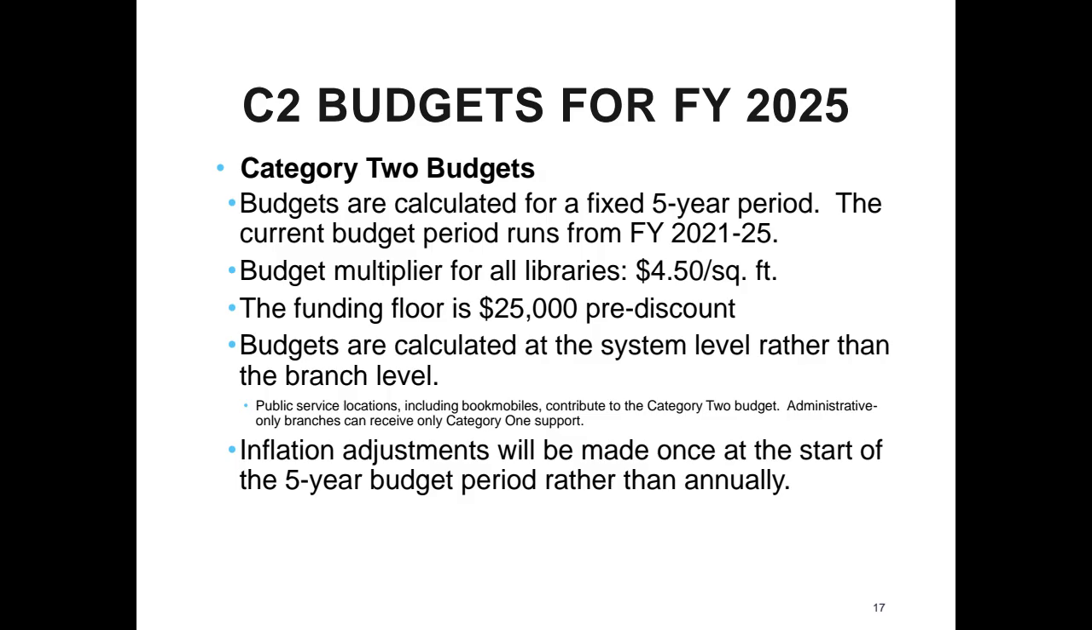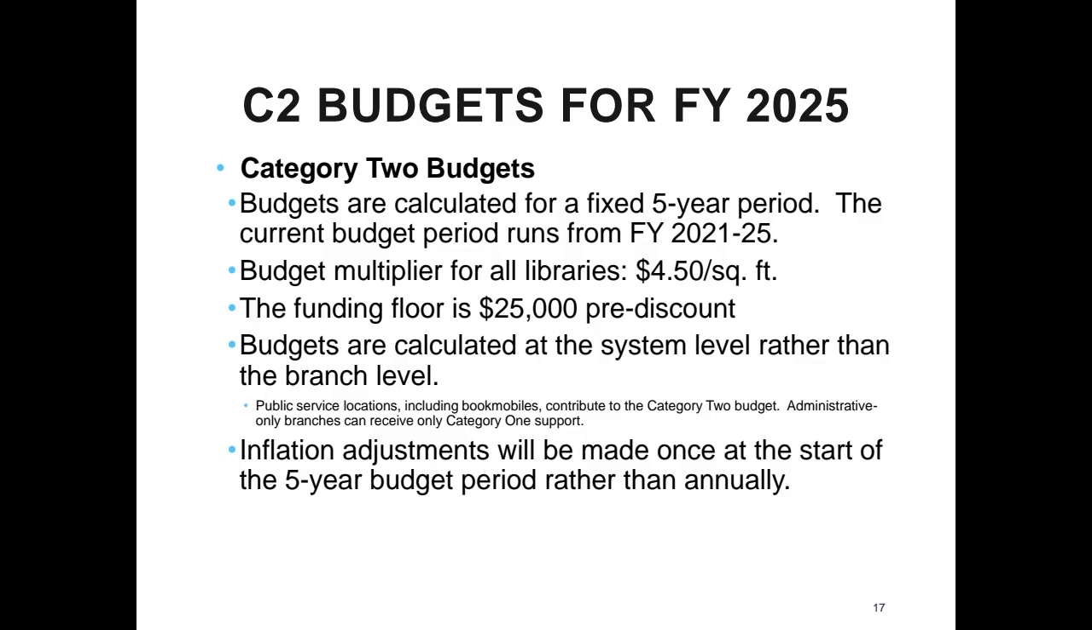So to determine that budget number, we multiply the interior square footage of each branch by $4.50 per square foot. And if we have smaller branches that have less than 5,556 square feet, then they qualify for a budget floor of $25,000. So you calculate the budget per branch and then add it all together in one big pot that can be spent across your library system.